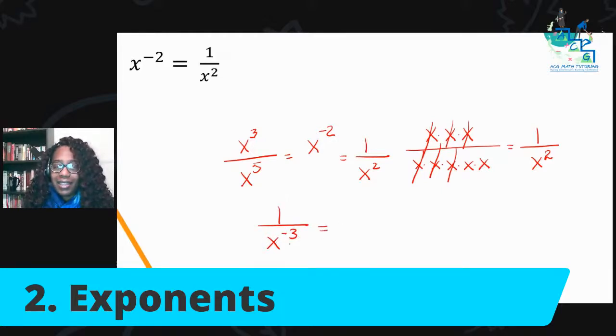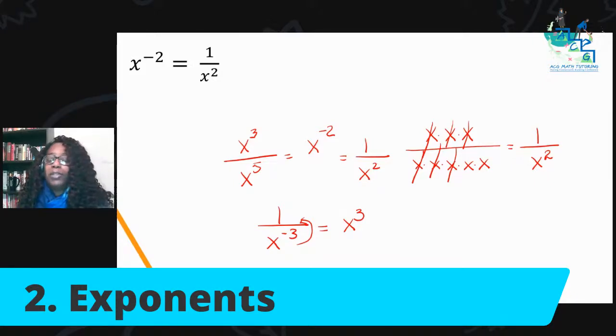That means this negative exponent has to go to the numerator. So that will give me x cubed. If the negative is in the denominator, it's going to be positive as it goes in the numerator. If it's negative in the numerator, that means it's going to be positive going into the denominator. Okay, you have to flip them in order to make them positive.